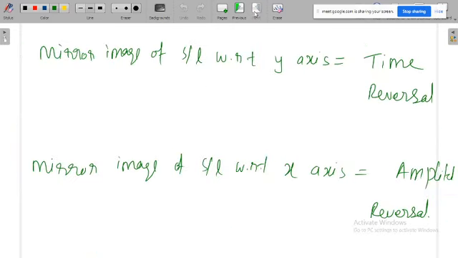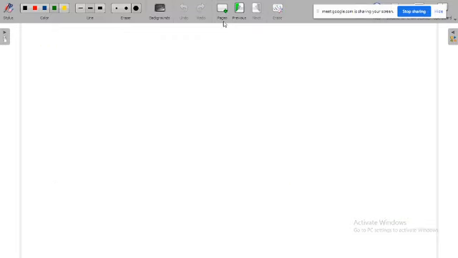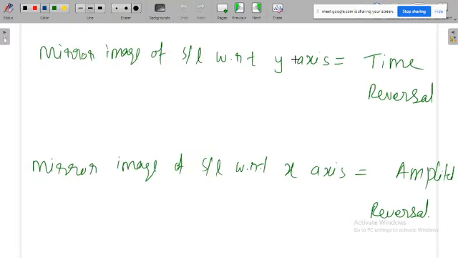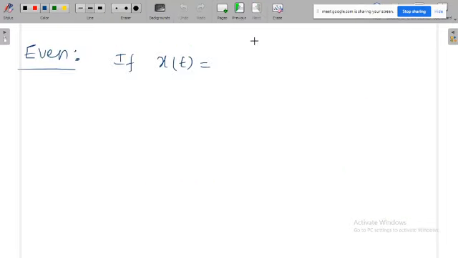Now the same thing we will try to get with the help of mathematics. So now the actual discussion starts. Now, what about the even signal? If x of t is there, you know even signal means the mirror image with respect to the y-axis. Mirror image with respect to the y-axis is the same as time reversal. Instead of t you put minus t. If x of t is equal to x of minus t, then the signal is even.